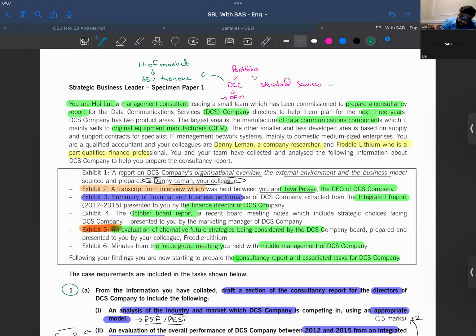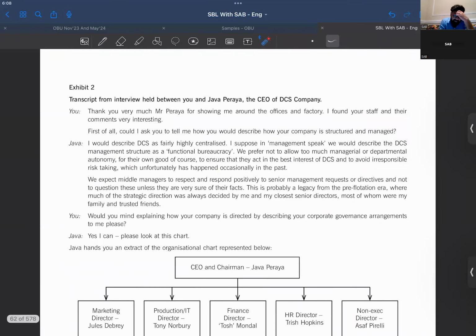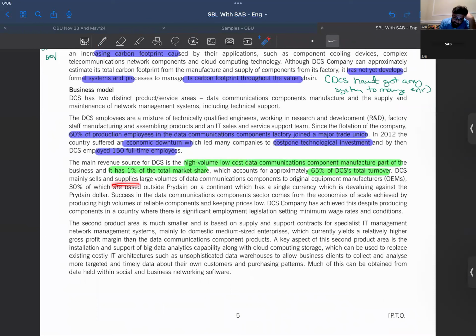So that means from the specialized services that we provide, we earn 35%. Now listen, 1% of market is 65% of turnover for this particular product of ours. So that means out of 100, we earn 65% from here and 35% from here, right? Now, DCS mainly sells and supplies large volumes of components to original equipment manufacturers.